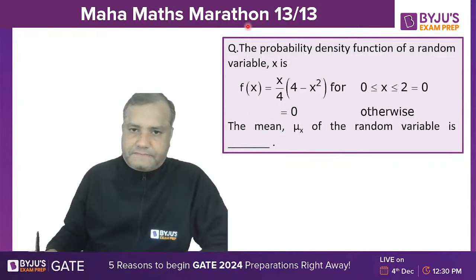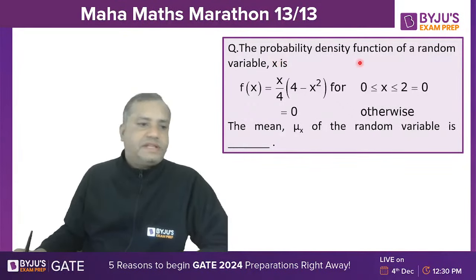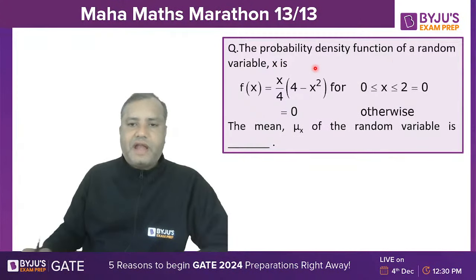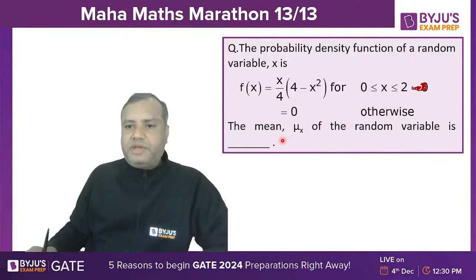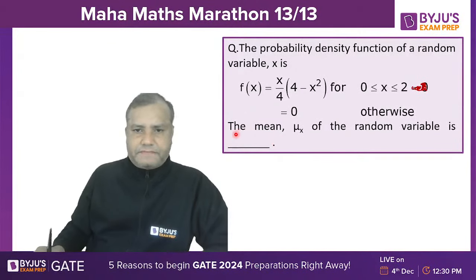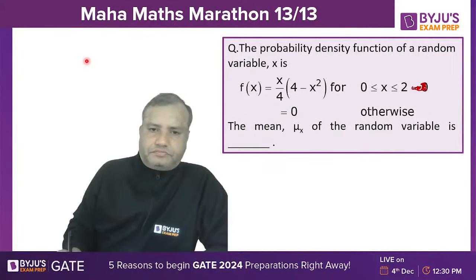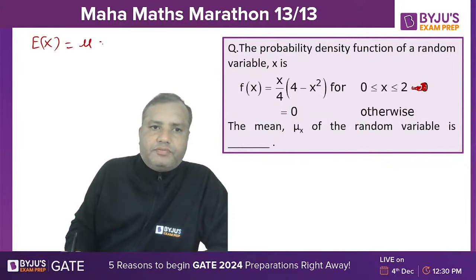See this question. The probability density function of a random variable x is given, this is the probability density function. We have to find out the mean of this random variable. Very nice question. Students, do one thing. What is the formula for mean? Mu is integration from minus infinity to infinity, x into f of x dx. This is the formula for mean.